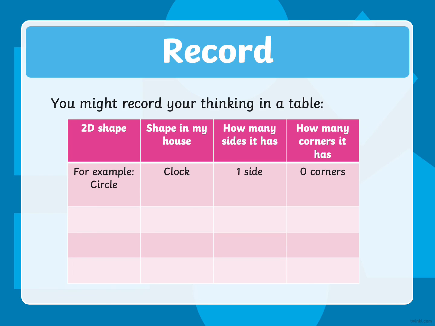For our task, you're going to record your thinking, and you might record it in a table that I have at the bottom. So you might have, for example, the 2D shape, which is a circle. And that circle in your house could be the clock. How many sides does it have? 1 side. And how many corners does it have?